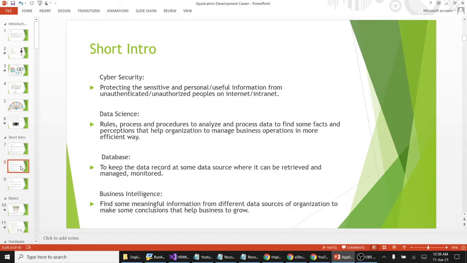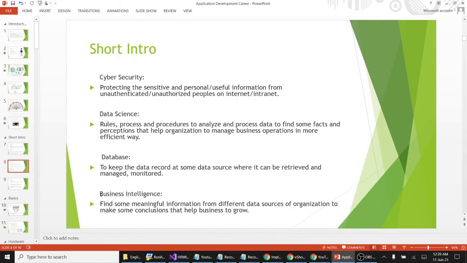And the next field is database management. To keep data records at some data source, we need to use some sort of data structure or data store, where we can store our data and then retrieve it quickly. Either it is OLAP, analytical processing, or transaction processing, there is some sort of database involved. Either it is SQL or NoSQL.